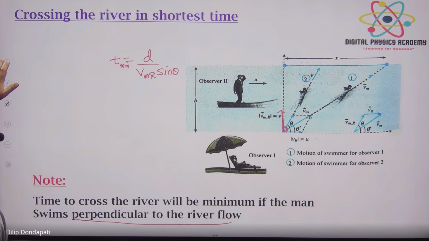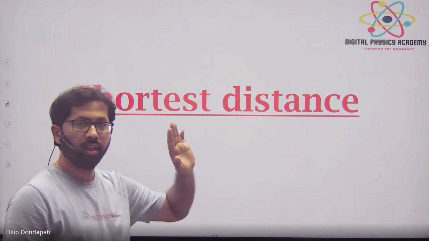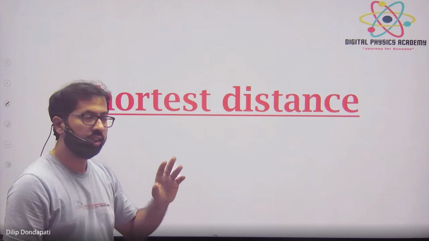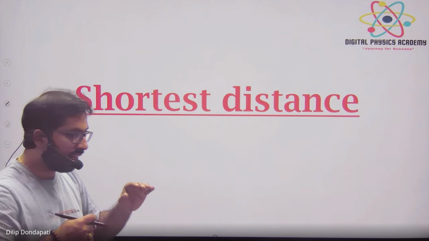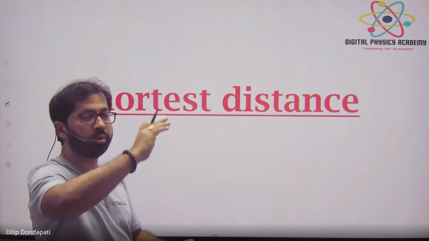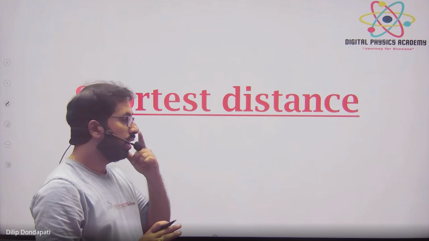Okay. Next, shortest distance. This is the second case. Only two cases are there. You have to identify which case is shortest time and which is shortest distance, and mention it properly. The man going perpendicular to the river flow is nothing but shortest time. For shortest time only, we have to use the formulas. Okay, so now shortest distance. Now tell me, let's look at the question.